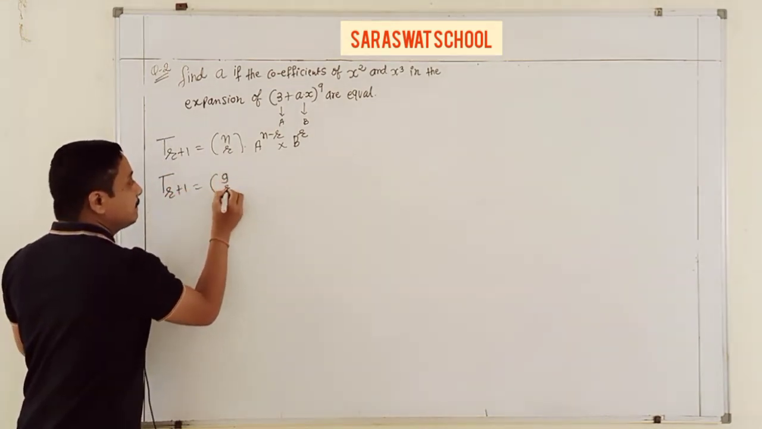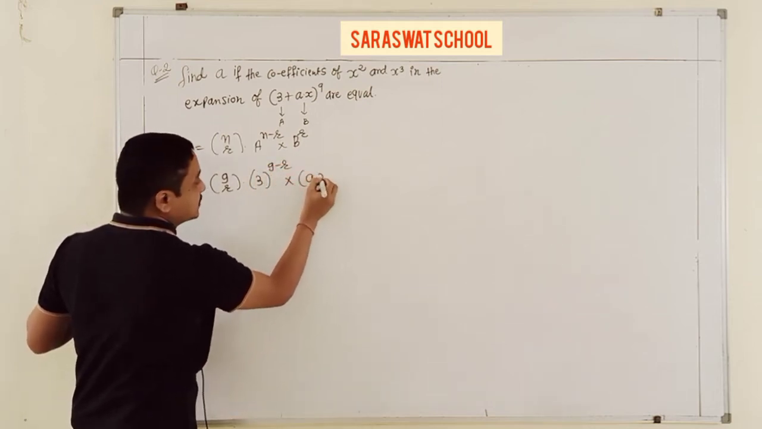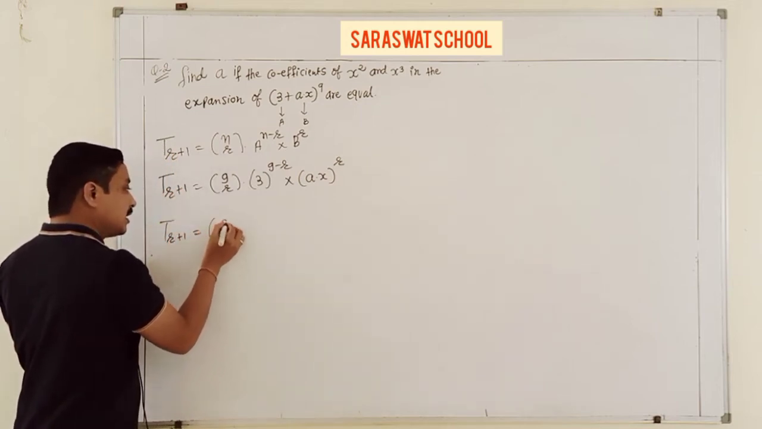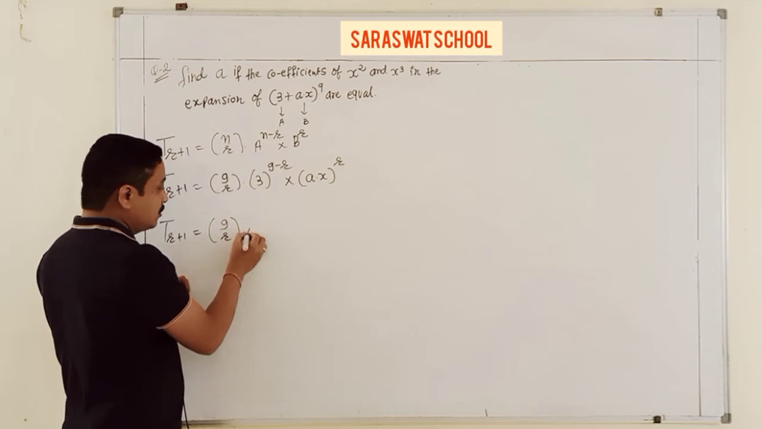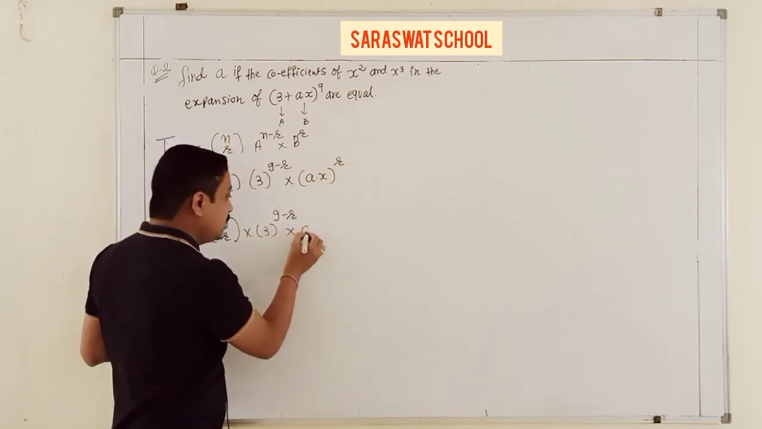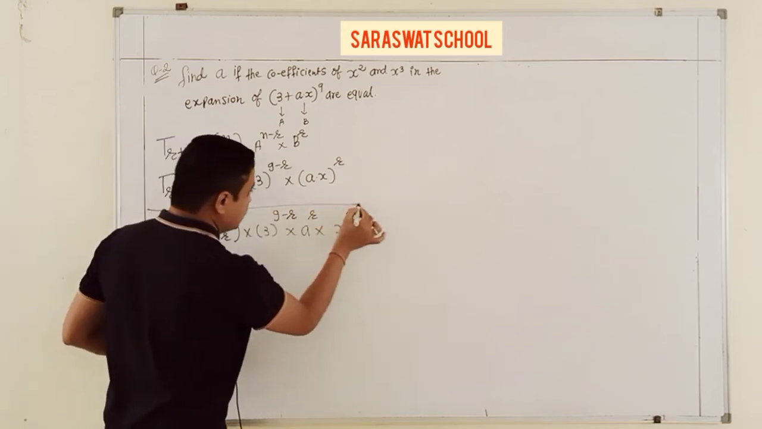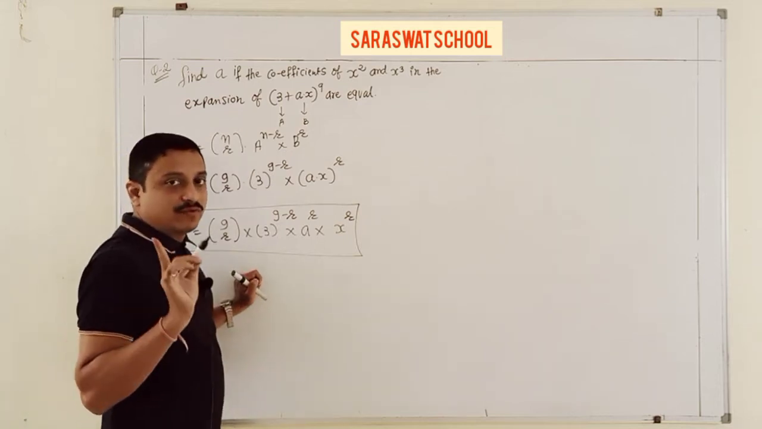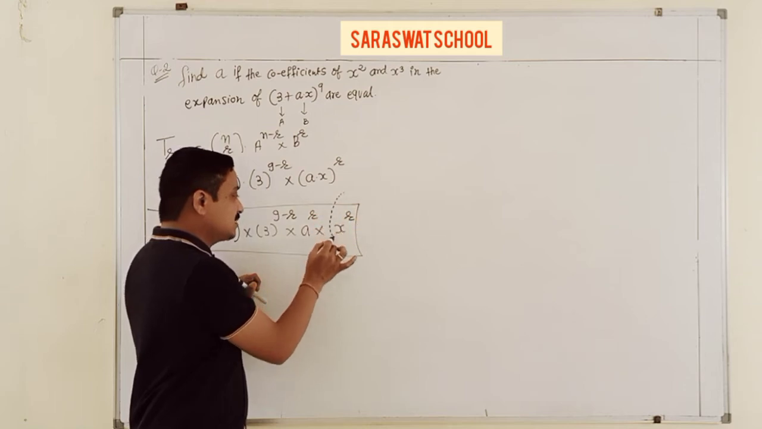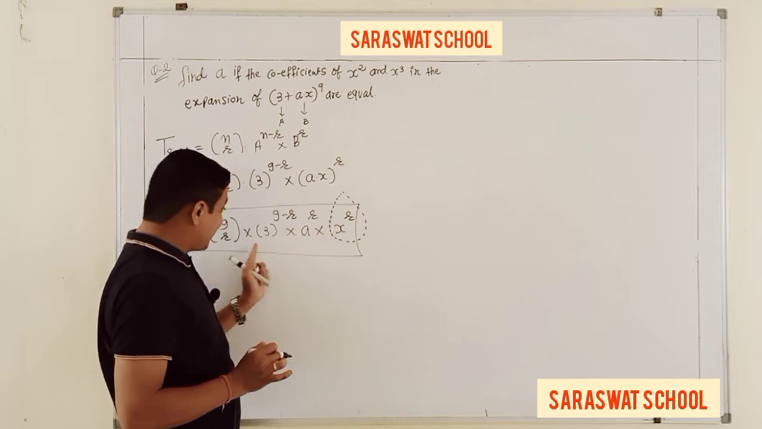N is 9, A becomes 3 and B becomes ax raised to r. So we take 9Cr as it is, 3 raised to 9 minus r, and here a raised to r and x raised to r. That's my general solution. But I want x square and x cube. So students, I just highlight this is the coefficient of x raised to r.